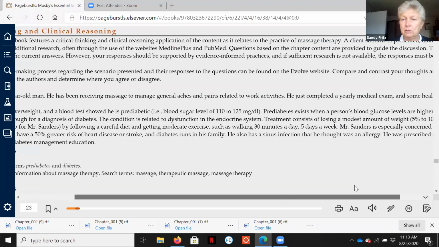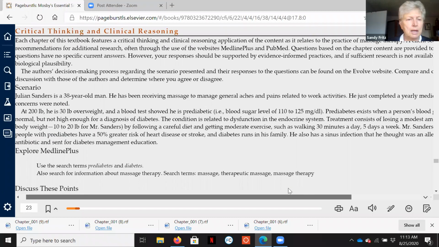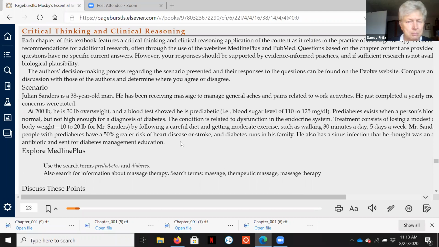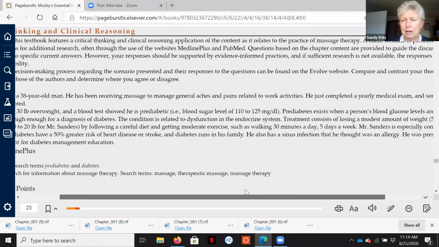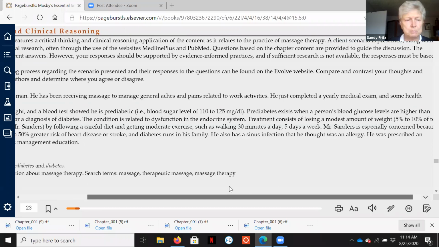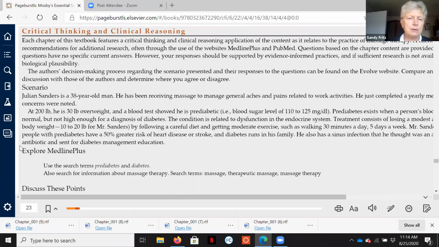Treatment consists of losing a modest amount of weight and some lifestyle changes with exercise. People who have prediabetes have a 50% greater risk of heart disease or stroke and moving into full diabetes. This is also genetic, and this runs in his family. Now, he also has a sinus infection that he thought was an allergy, and he was prescribed an antibiotic, and then he was also sent for diabetes management education. So there are some complexities within this.